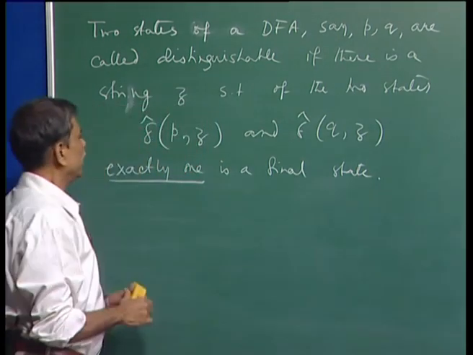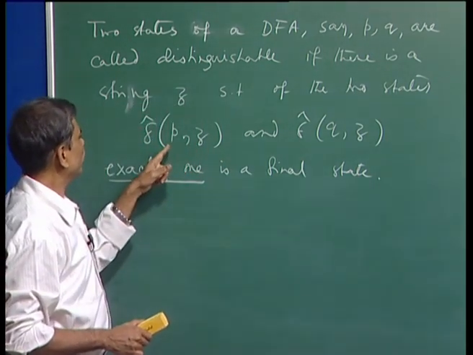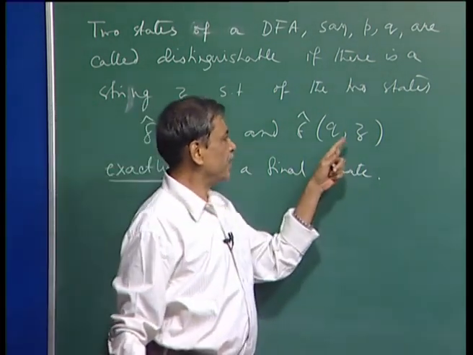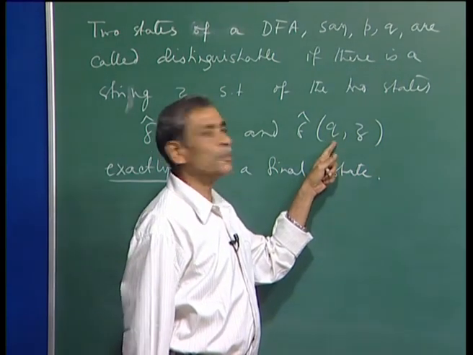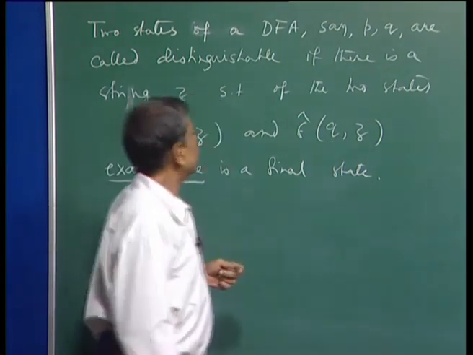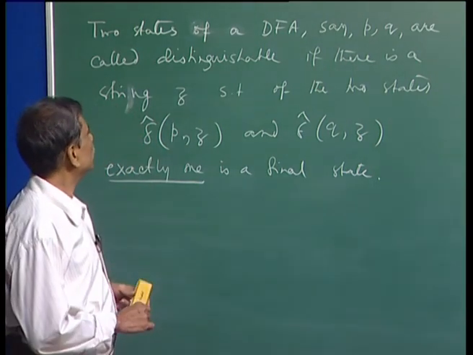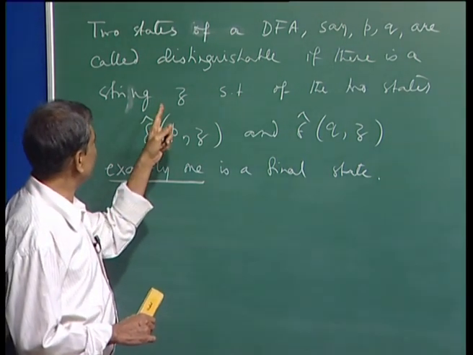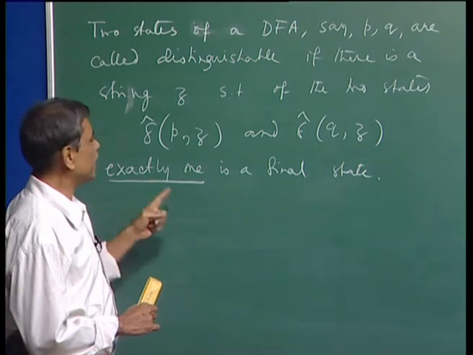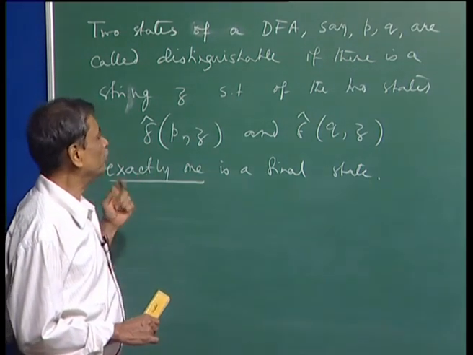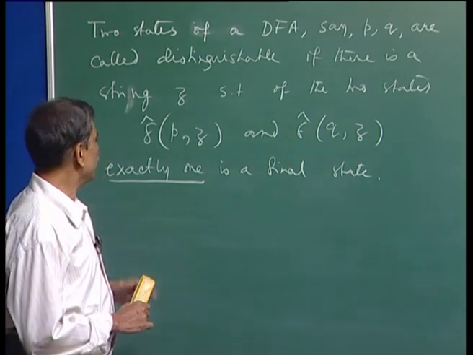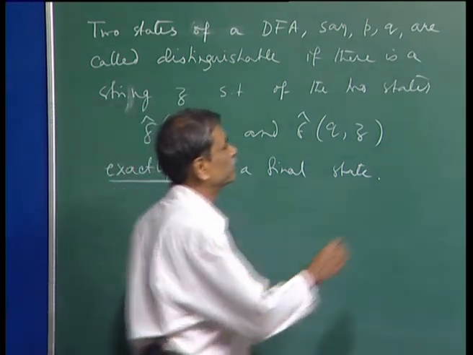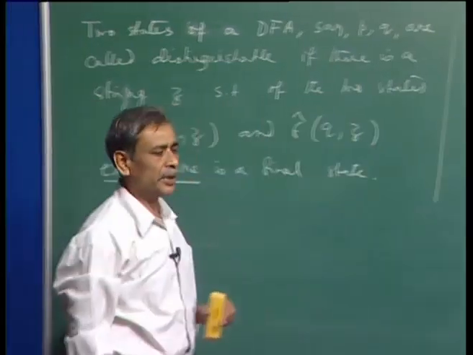state. In other words, if Z takes the machine from state P to a final state, then the same Z must take the machine from Q to a non-final state. If there is one string Z which shows this kind of behavior with respect to P and Q, then we say the pair P Q is distinguishable. So, that is one notion that we did.